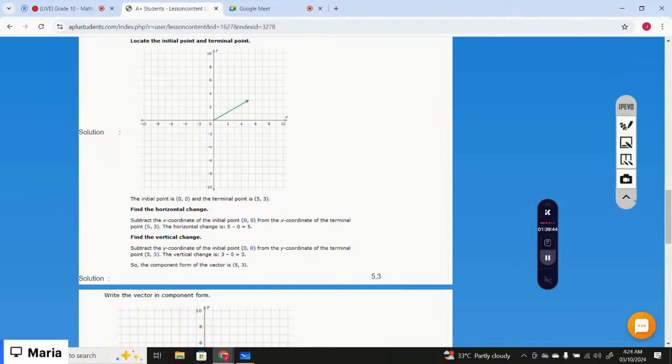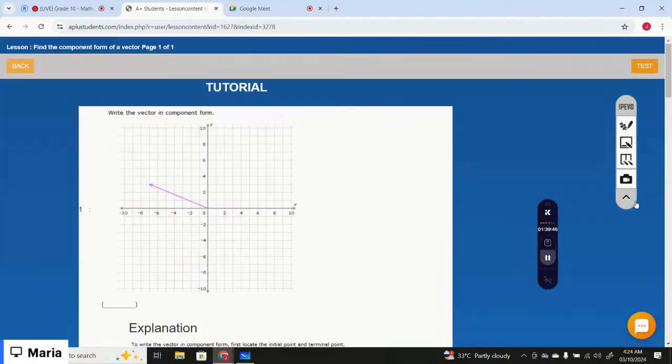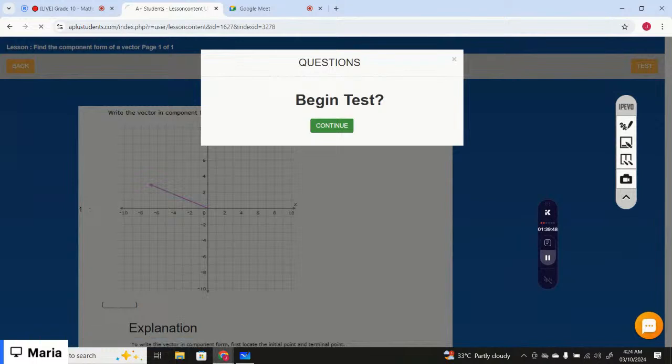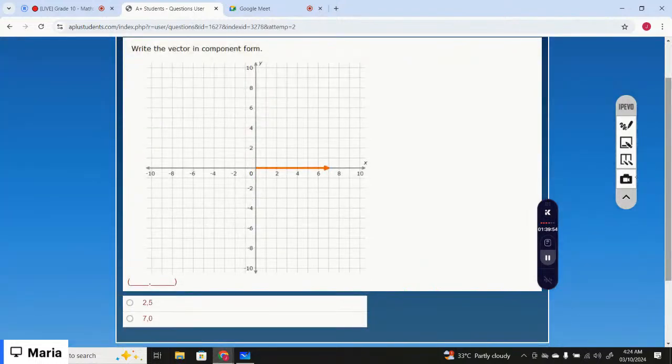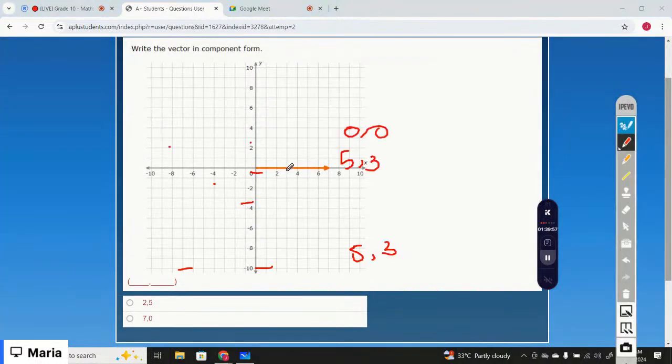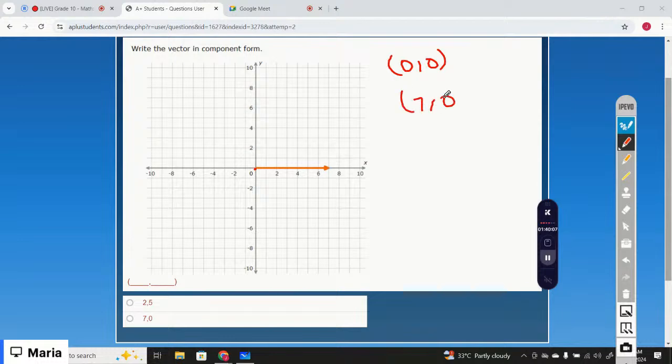Okay, let's just start with the test questions. Write the vector in component form. So whenever you have to write the vector in component form, you need to find the coordinates first. The coordinates of the initial is 0, 0, and this is the terminal. The coordinates of the terminal is 7 and 0.